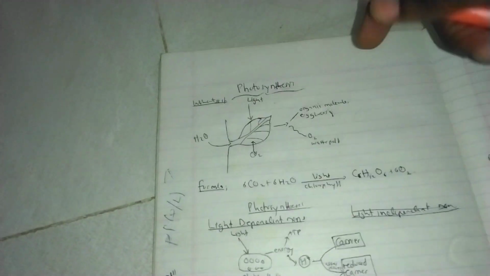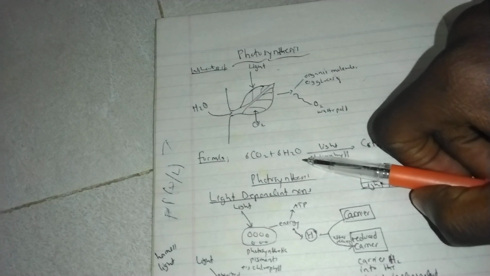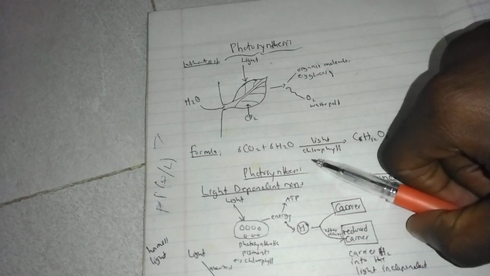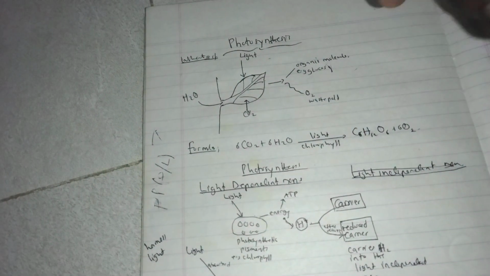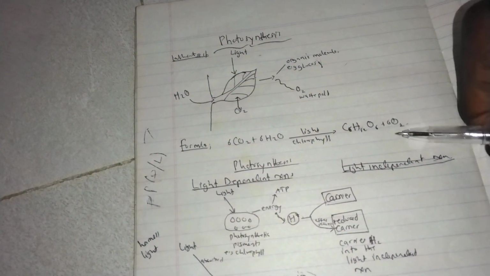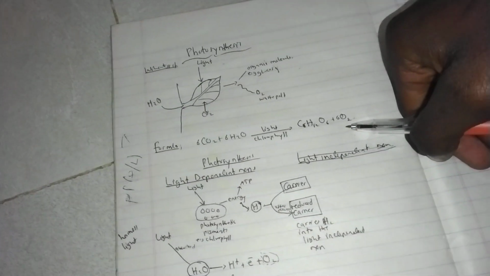If you are to write the equation chemically, there is carbon dioxide reacting with water, in the presence of light, sunlight energy, as well as chlorophyll, which brings about the product of glucose and a byproduct of oxygen. So don't forget about balancing the molecules here.